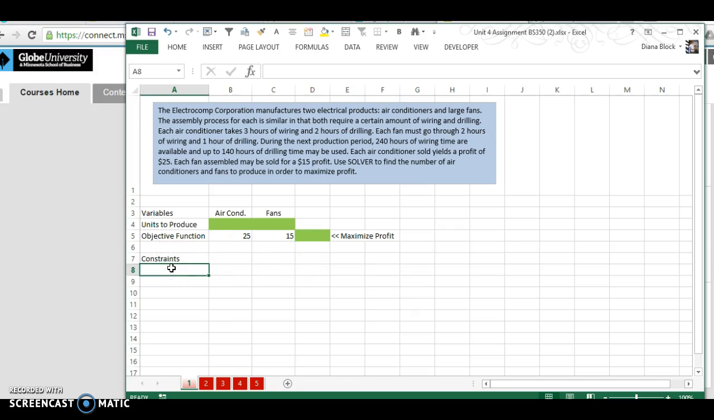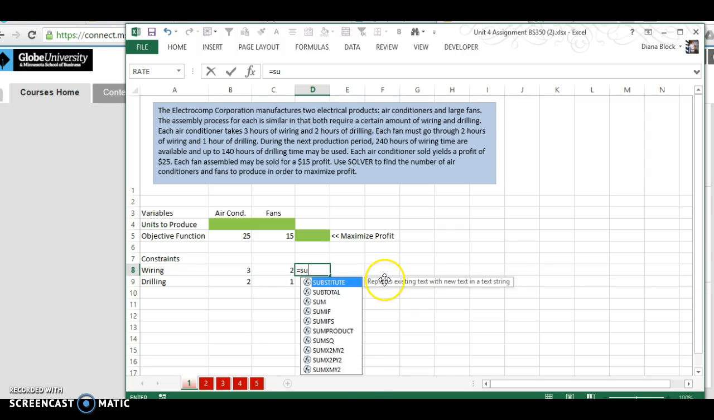Our constraints are wiring and drilling based on the paragraph. According to the paragraph, each air conditioner requires 3 hours of wiring time. Each fan requires 2 hours of wiring time. Each air conditioner requires 2 hours of drilling time, and each fan requires 1 hour of drilling time. And so we need to find out what our total wiring times are and our total drilling times are.